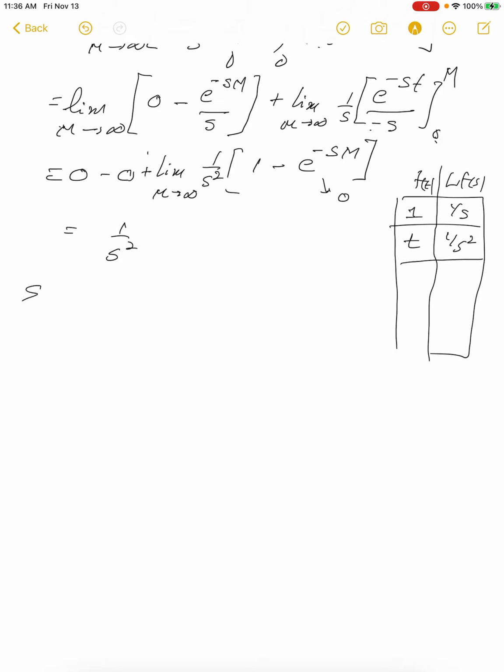Let's now take the third example. Let's take f(t) to be t square.